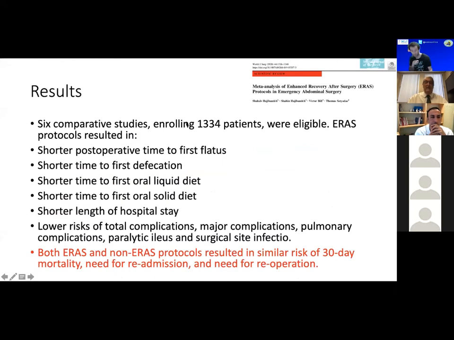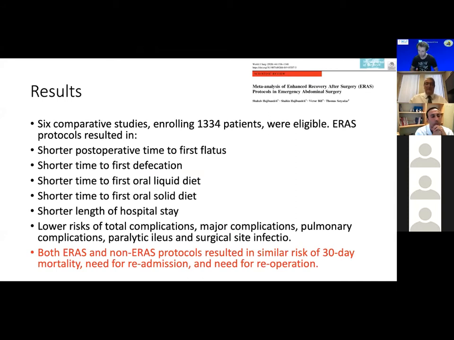If you look at the 6 studies, again, only 1,300 patients were eligible, and look at the important results. Less time to first flatus, less time to first defecation, less time to first oral liquid diet, to oral solid diet, and some evidence that length of stay decreases. Well, these are important events in the post-operative period, but I would not call at least 5 of these really outcome measures. These are events, but not outcome measures. The only outcome measure that was positive here was length of hospital stay.